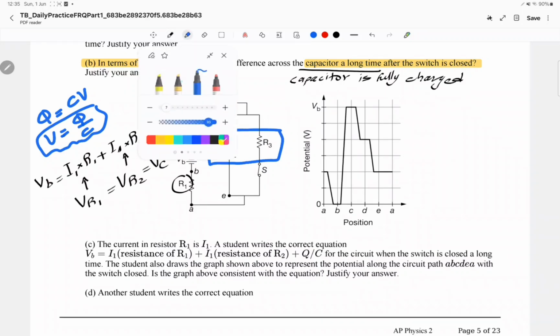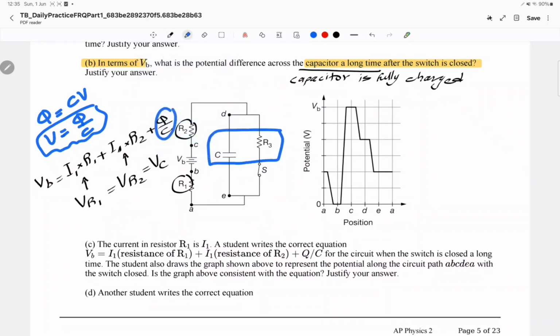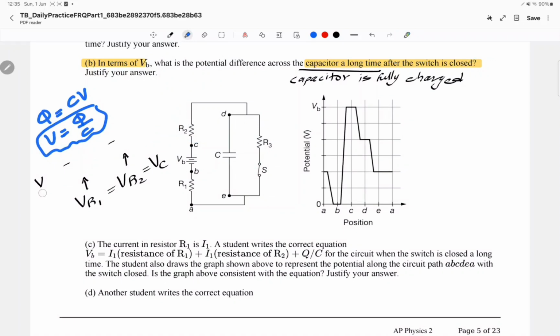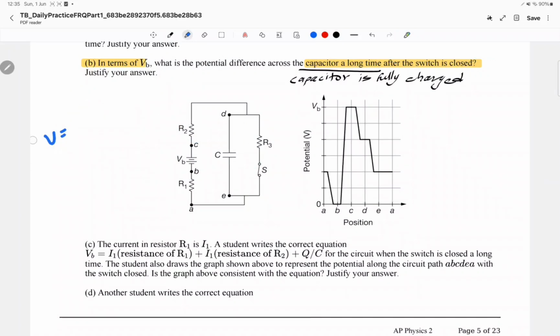So what's happening here is that as we go from A to B, we have to go through R1, which will result in a voltage drop, which is the case here, a voltage drop. Okay. Let's memorize that this voltage drop is equal to 2 ticks, right? So from here to here is going to be 2 ticks.